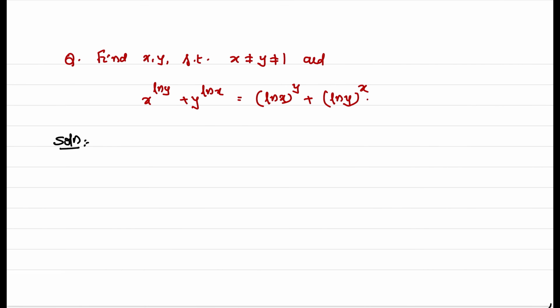These are all higher mathematics questions. Let us say, what is given? X to the power of ln y. No values are given here, only a simple one equation with two variables. X to the power of ln y plus y to the power of ln x is equal to ln x to the power of y plus ln y to the power of x.